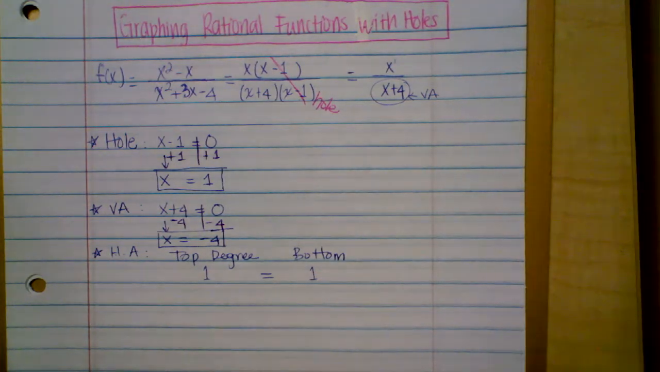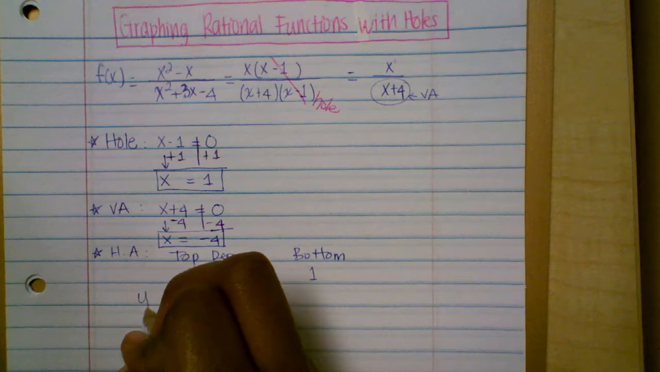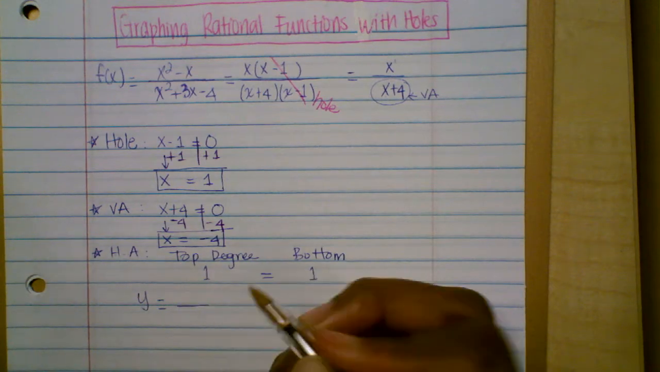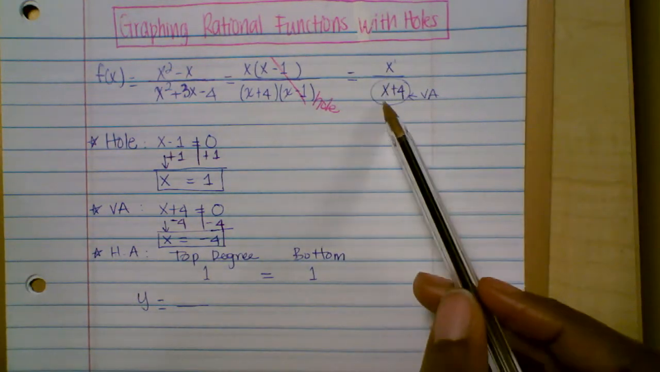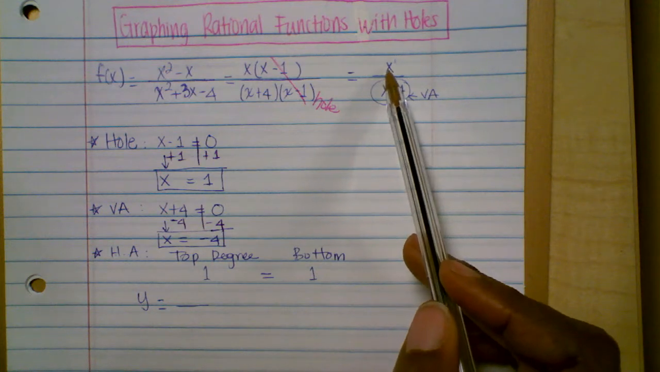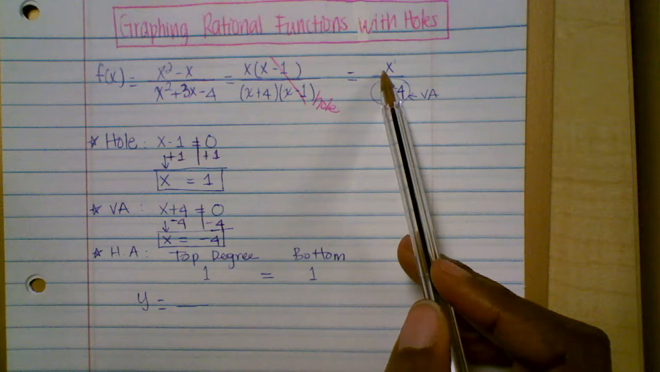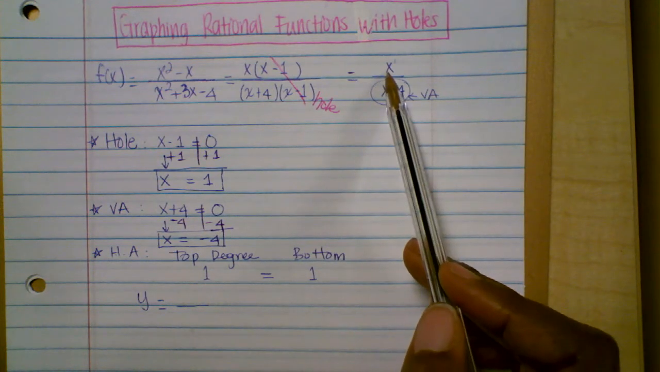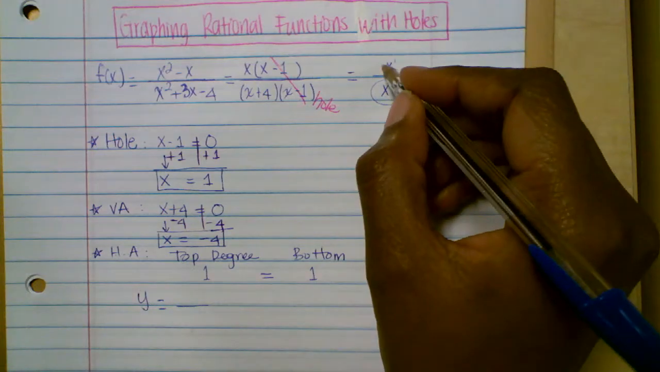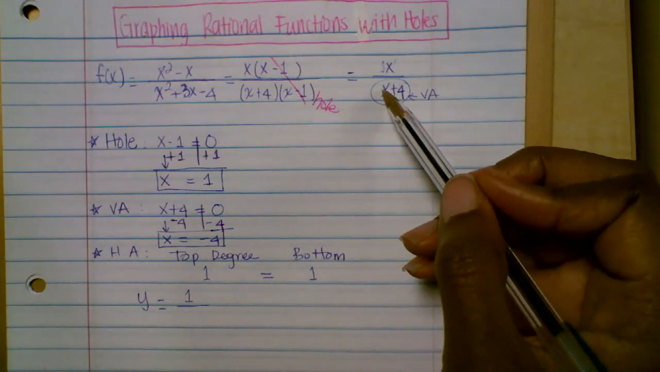The top degree is equal to the bottom degree. So when you have top degree equal to bottom degree, you take the leading coefficient of the numerator over the leading coefficient of the denominator. The leading coefficient represents the number in front of the leading term. The leading term is x, and the number being multiplied to the x is not 0, but 1. So you take 1 over the leading coefficient of the denominator.